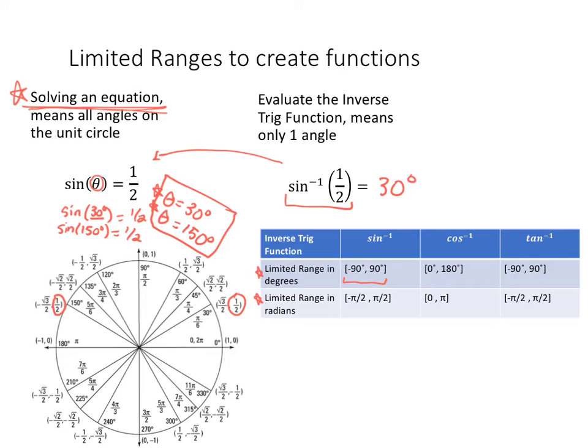So again, sine inverse has limited ranges in both degrees and radian form, and then cosine's limited degrees and radians, and then tangent's degrees and radians. These are their range value limitations.